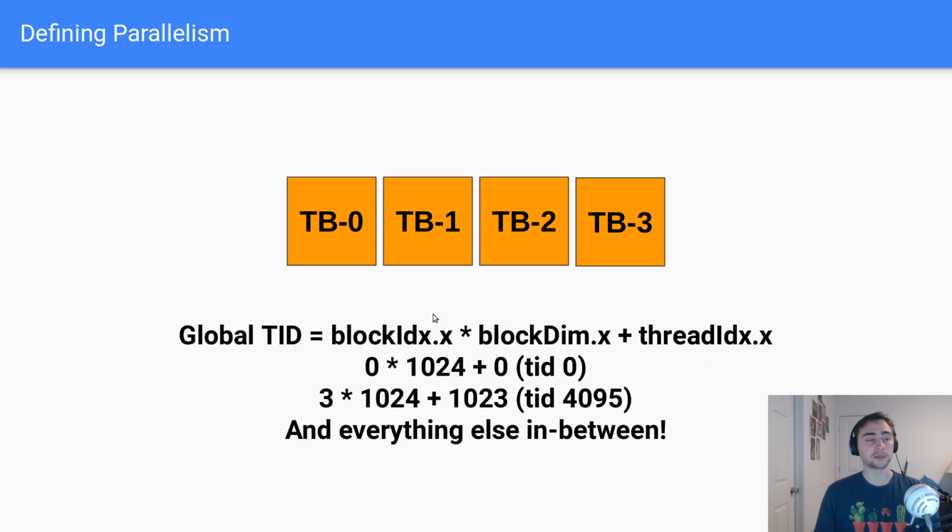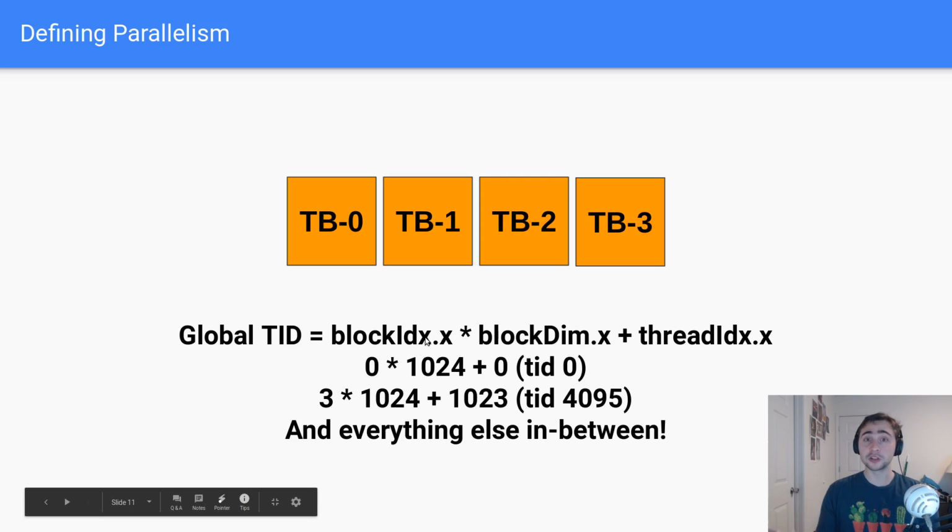The first part, blockIdx.x times blockDim.x, gives us the global starting thread for each thread block. For thread block 0, it'd be 0 times 1024. For thread block 3, it'd be 3 times 1024. Basically, we skip over the first 3 thread blocks, so 3 times 1024. Then the last part is the offset within a particular thread block. This is a valid number between 0 and 1023, because we have 1024 threads per thread block and it's 0 indexed.